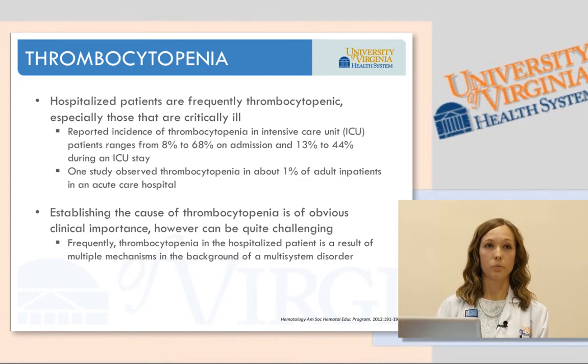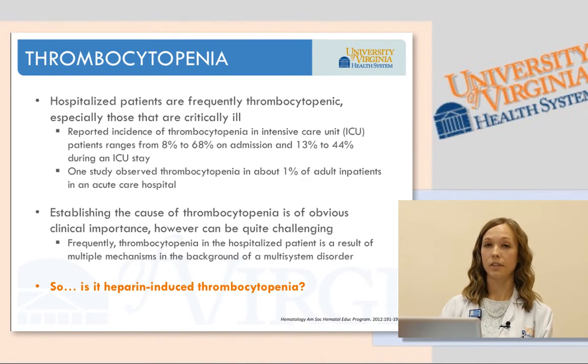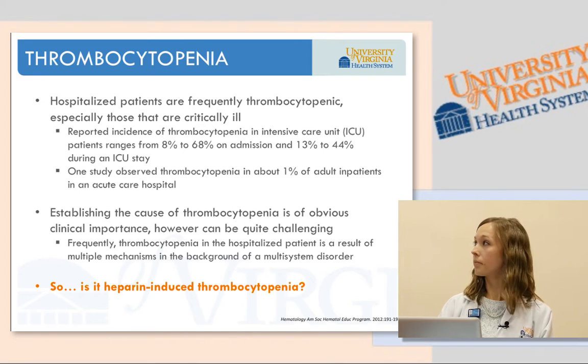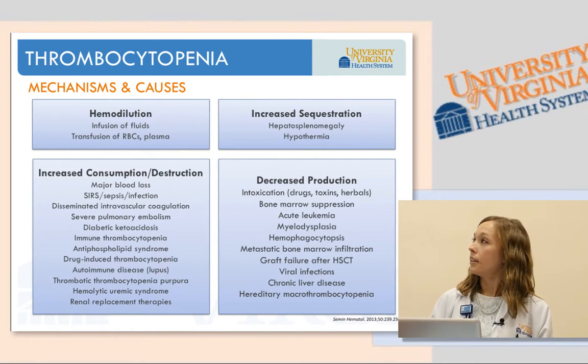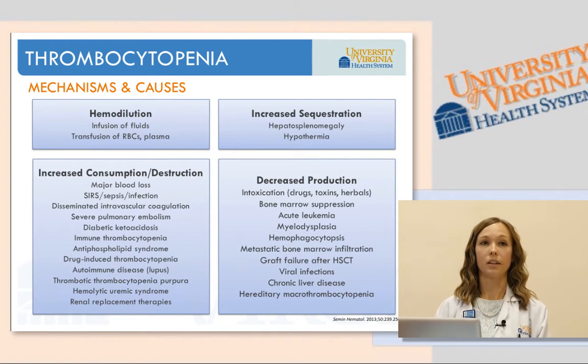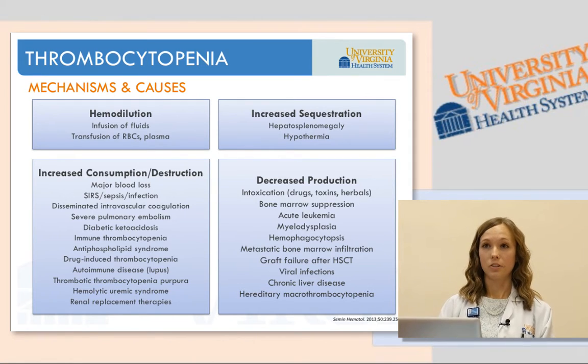Now, the first step in managing patients with thrombocytopenia is, of course, figuring out what's causing it. But as you'll see, a lot of times this is easier said than done. So in our patient, is it heparin-induced thrombocytopenia that's causing his platelet decline, or might there be some other things going on here? Now, in terms of figuring out what's causing thrombocytopenia, I know that that is step one in figuring out how we're going to manage it. But as you can see with the list of potential causes of thrombocytopenia, this can be quite a daunting task.